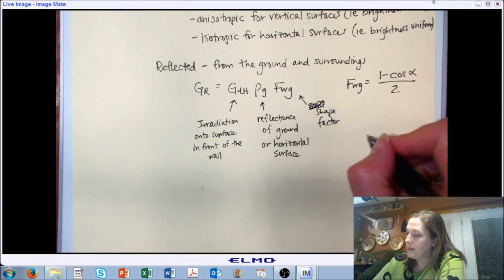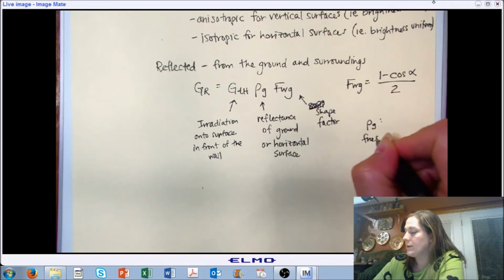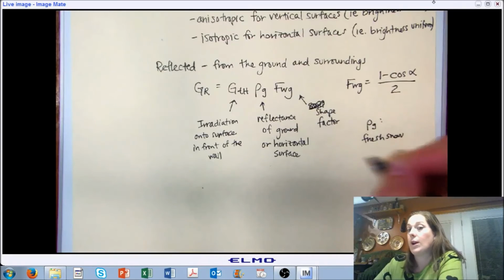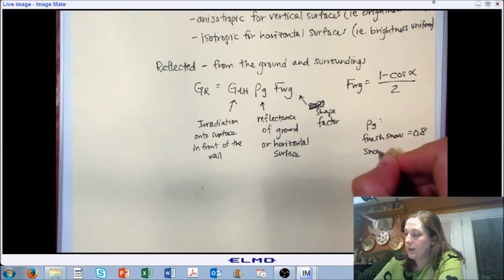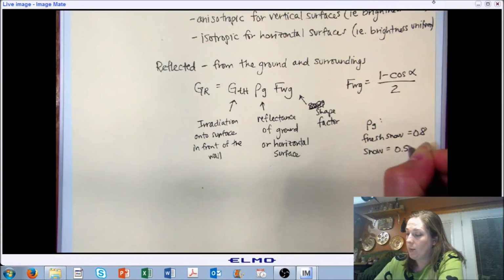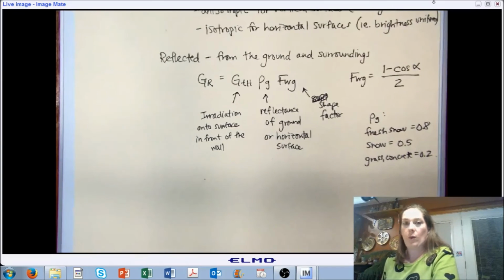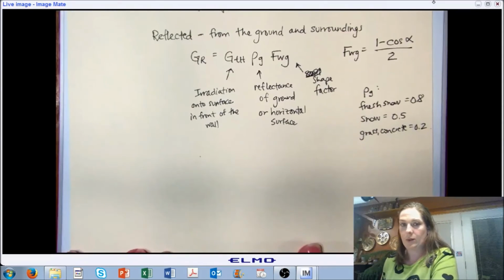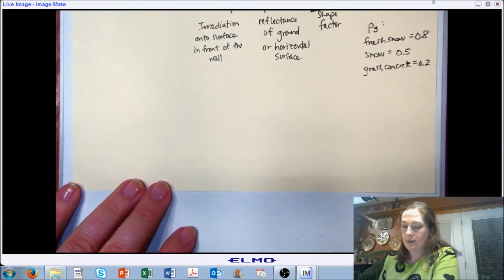And reflectances, so some important ones that you're going to want to know. Fresh snow, meaning it's still very sparkly and shiny, 0.8, so very high reflectance. Snow that's been there for a while but has lost some of its sparkle, 0.5. Grass and concrete, 0.2. And you can look up others as needed. For example, I don't have the one for water for you. I'm sure there's some qualifications in there for what type of water and how reflective it is.